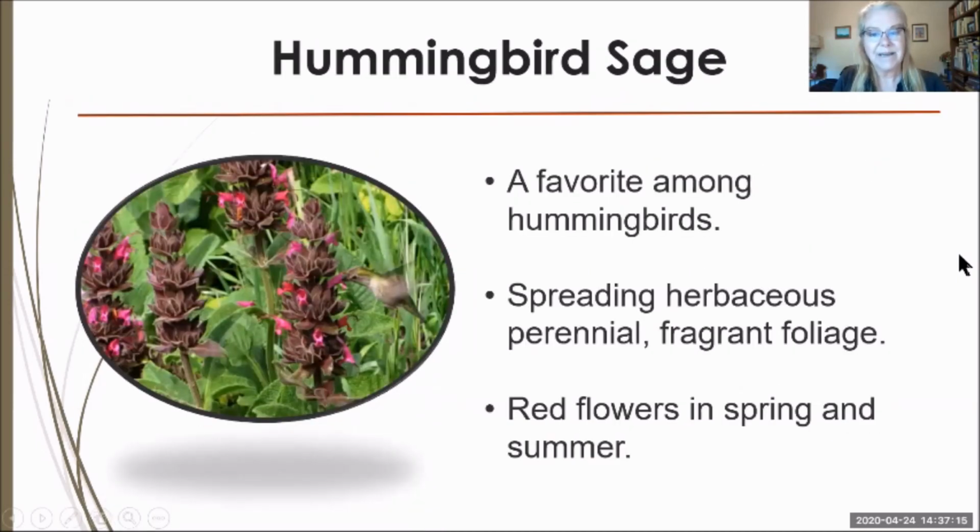Okay, and hummingbird sage. This one is beautiful. It's a favorite among hummingbirds. It's a spreading perennial, has wonderfully fragrant foliage, red flowers in spring and summer.